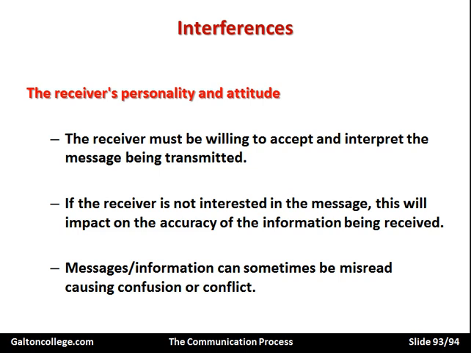And then the receiver sends an email or some sort of communications back to the sender, a feedback, to acknowledge receipt of the message. And in all of this, there can be interference or noise, and there are various types of interference or noise that we've just looked at, ranging from personality problems to technical problems and so on. And that's all we really need to do in the context of the communications process.